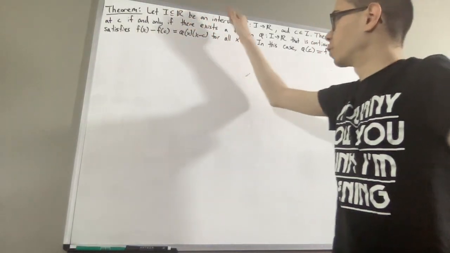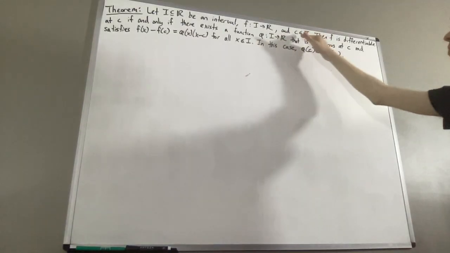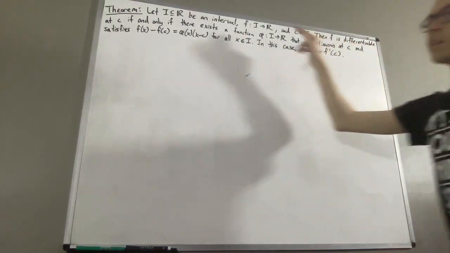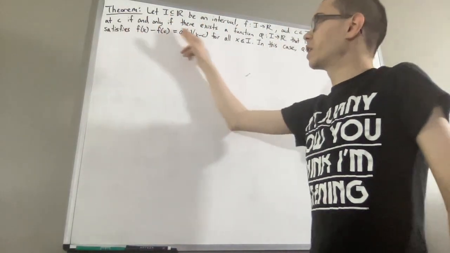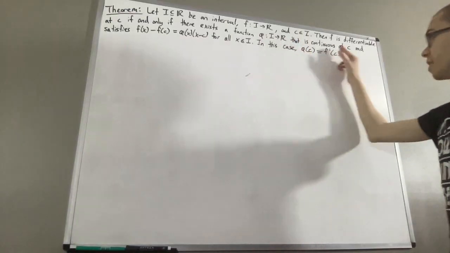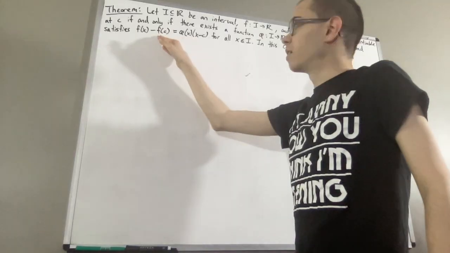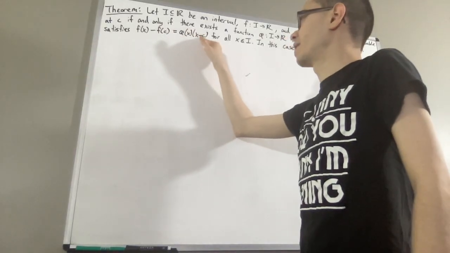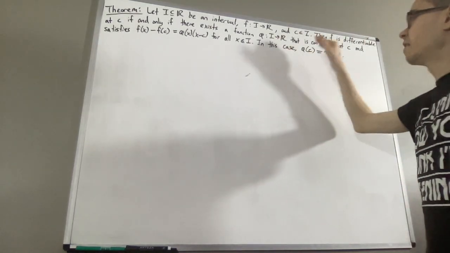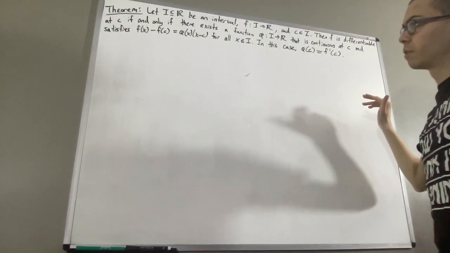Let I be an interval, let f be a function from I to R, and let c be an element of I. Then f is differentiable at c if and only if there exists a function phi from I to R that is continuous at c and satisfies f of x minus f of c equals phi of x times x minus c for all x in I. In this case, phi of c is equal to f prime of c.